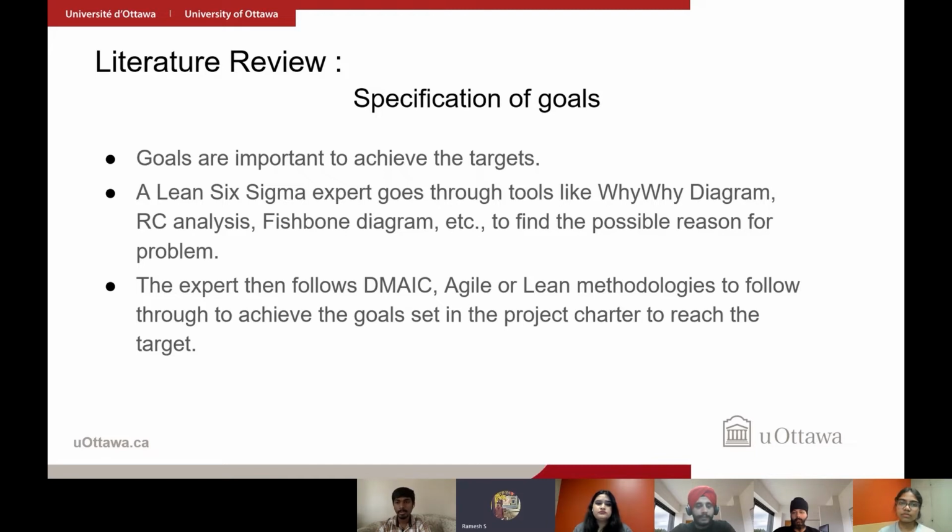He uses some of his tools like the YY diagram, RCA, fishbone diagram, and others under his belt according to his standard like green belt, yellow belt, or black belt. And he defines a project charter which outlines the goals that must be met to overcome the issue. And now I'll ask Mandeep to continue.